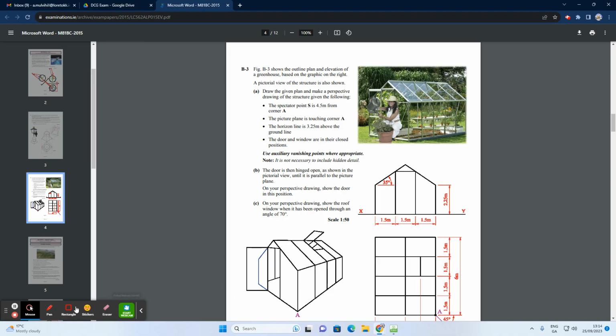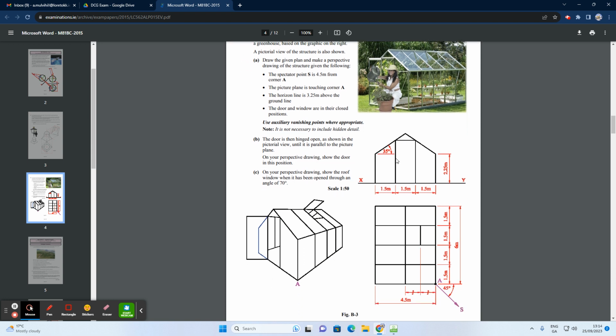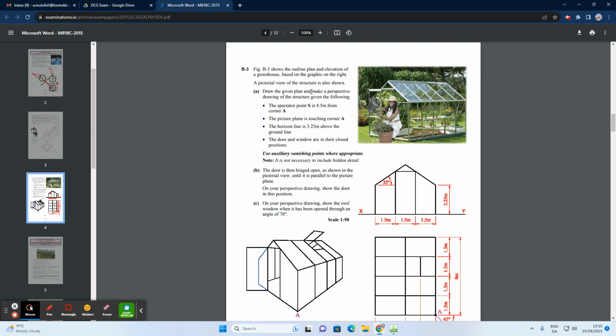It says here, the figure B3 shows the outline, plan and elevation of a greenhouse based on the graphic on the right. We can see obviously the greenhouse here, we've got a pictorial down here, and then we've got the elevation and plan view down here with the measurements. Draw the given plan and make a perspective drawing of the structure given the following. They said a pictorial view of the structure is also shown.